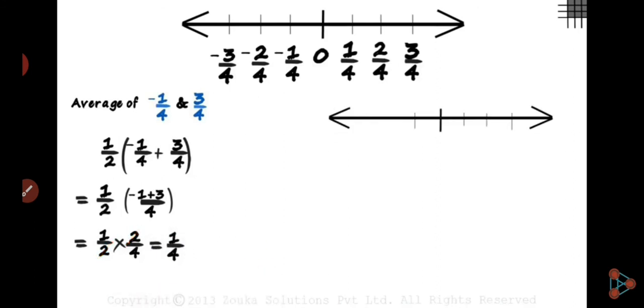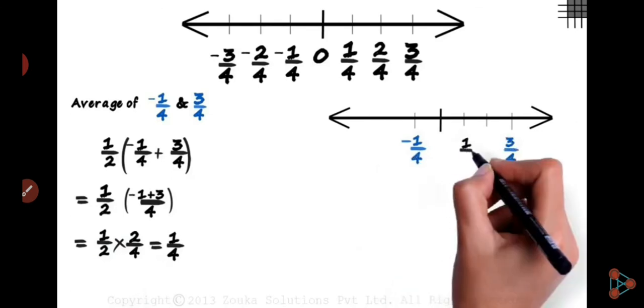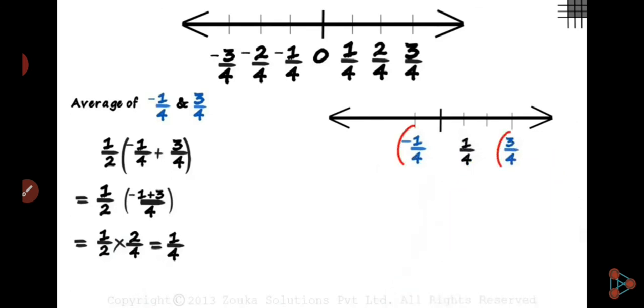If this is our number line and these two are our numbers, then 1 by 4 will lie here, exactly in between the two numbers. Now we have found one rational number between the two rational numbers. What are we trying to prove? We want to know how many rational numbers exist between two rational numbers.